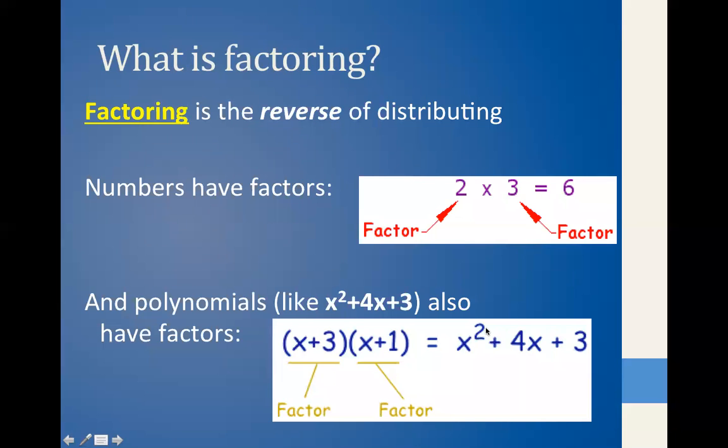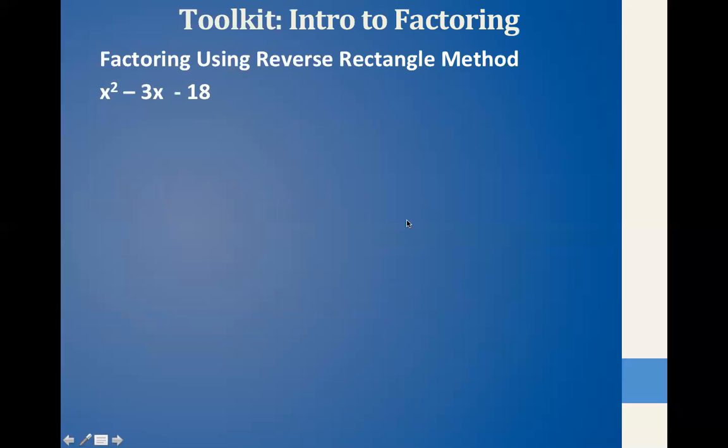So today I'm going to talk about factoring, which is going in the opposite direction. I'm going to teach it using the reverse rectangle method. There are many ways to factor, but this is one of them that you can use.